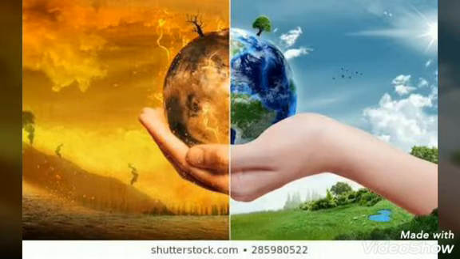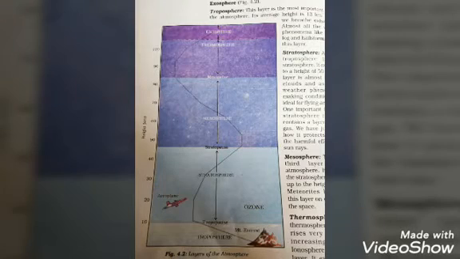So this was just about the atmosphere. Now we have to study the structure of atmosphere. Atmosphere is mainly divided into 5 layers: troposphere, stratosphere, mesosphere, thermosphere and exosphere. First one is troposphere.